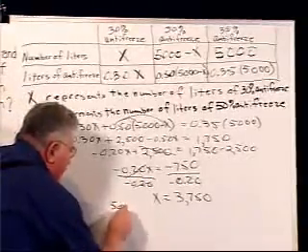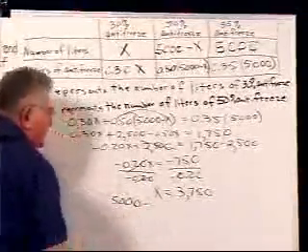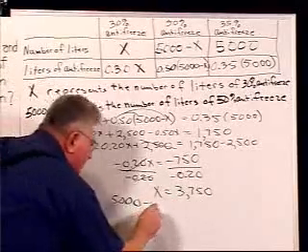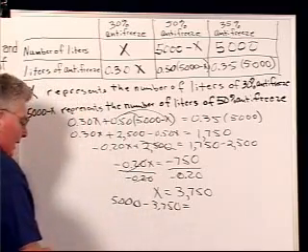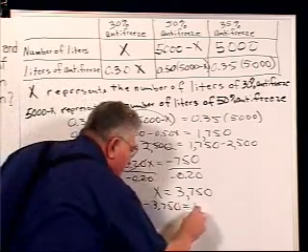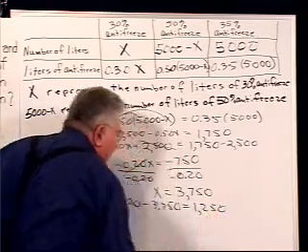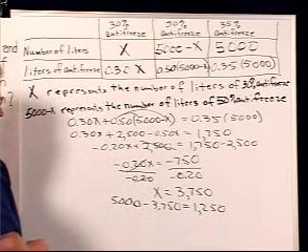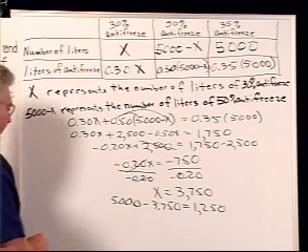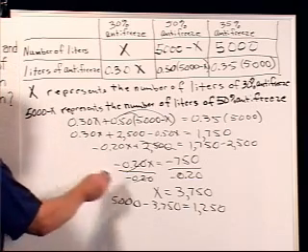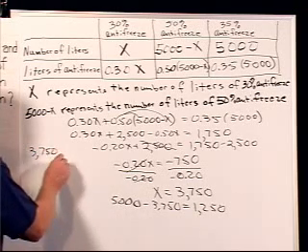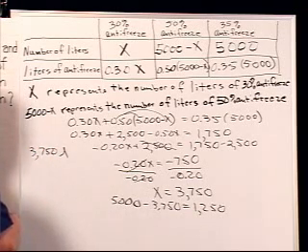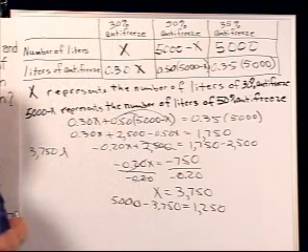So I have 5,000 minus the value that I found for x, which is 3,750. And if I carry out that subtraction, I get 1,250. So the solution to my problem here is that I found for x 3,750. Now this is liters. Liters of what? Liters of 30% antifreeze. And you can write that in here.